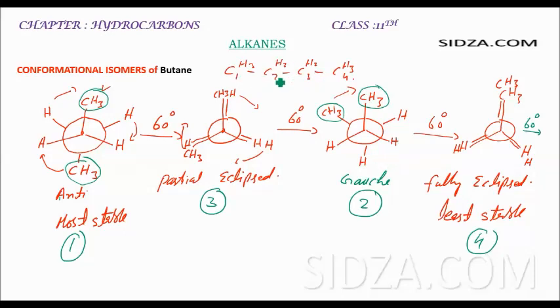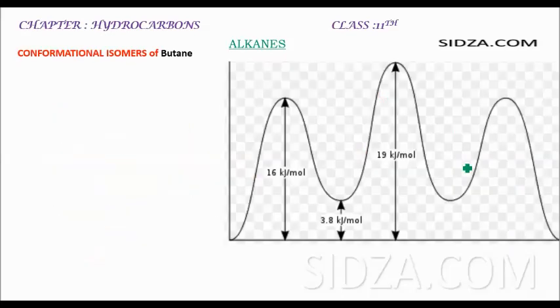Around the C1 and the C2 we found that only two conformational isomers are possible, but around the C2 and the C3 there are four: anti, which is the most stable, partially eclipsed, then the gauche, then the fully eclipsed. If we look at the energy level diagram, it will look like this. Suppose this is the anti, the most stable one, and we have an angle of rotation, suppose 60 degrees.